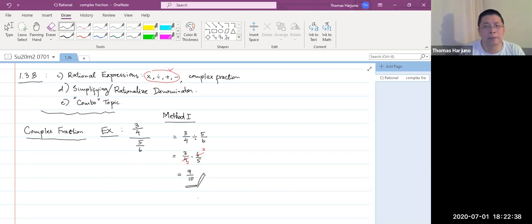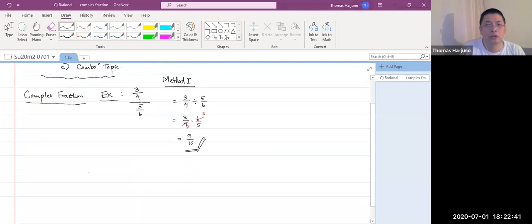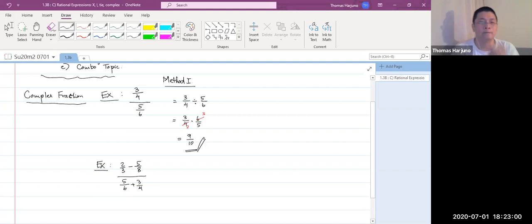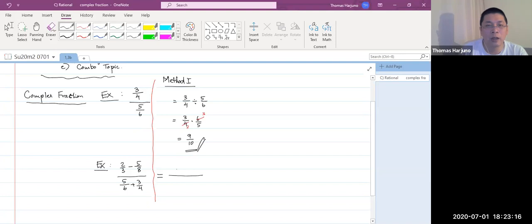Let's see another example. Suppose I have 2/3 minus 5/8, over 5/6 plus 3/4. Using method number one, I follow order of operations. Using method one, following order of operations, I will simplify the numerator and the denominator.